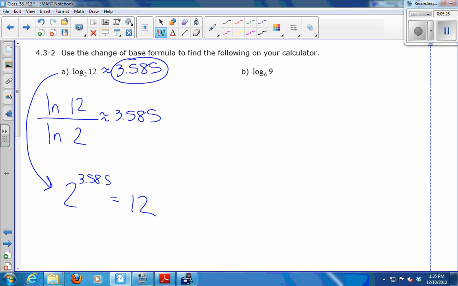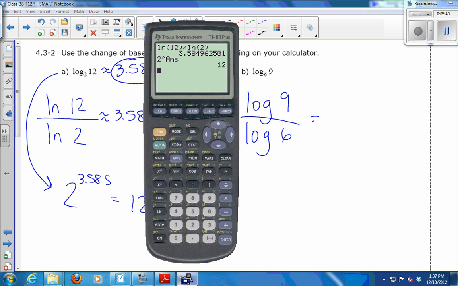All right, you guys do log base 6 of 9. So you can do any base you want here. I could do ln or log, right? Whichever one I like. So I'll do log this time since I did ln last time, so you can see that you can do either. Log 9 over log 6. Log 9 divided by log 6. And we get 1.226.